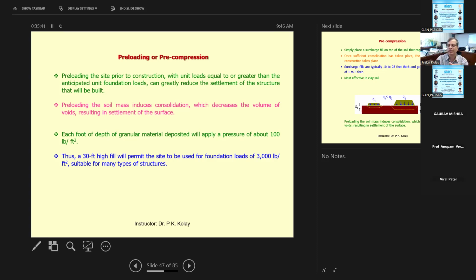So when you put your actual structures, there will be less settlement. There will be no settlements.